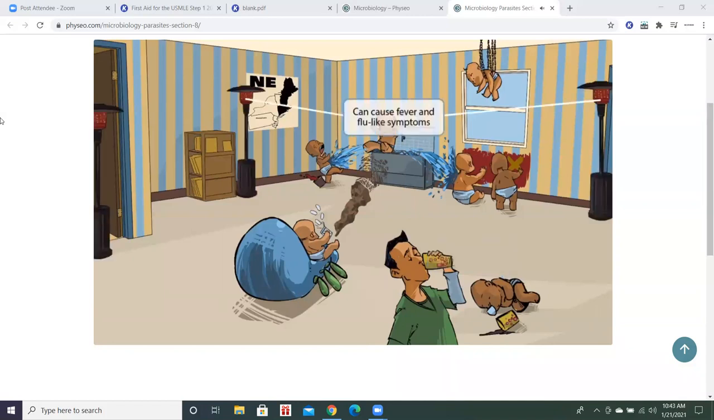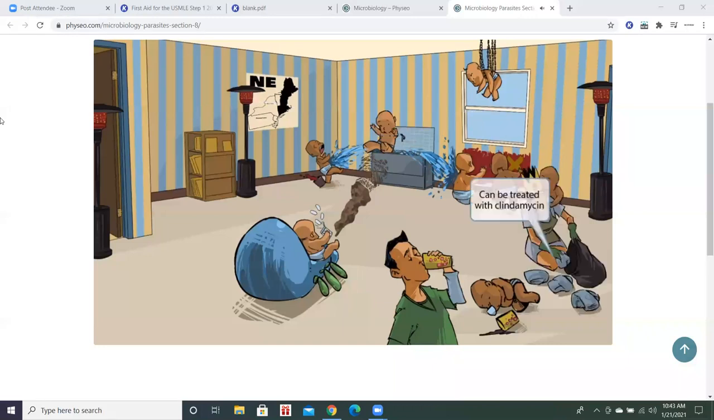The daycare center likes to keep the place warm, so they keep these heat lamps around. Those heat lamps represent fever, which is another symptom of babesiosis. When you think of fever, it's a good idea to think of the general flu-like symptoms such as malaise, headaches, and muscle aches. So again, when you think of heat lamps, think fever and flu-like symptoms.